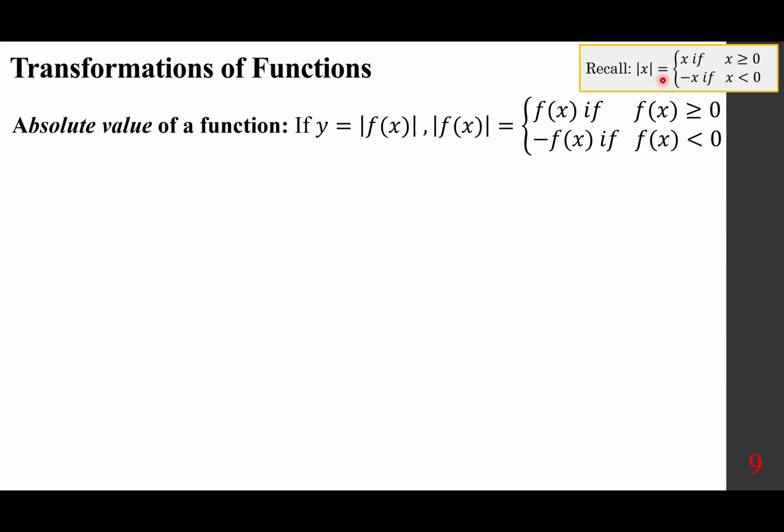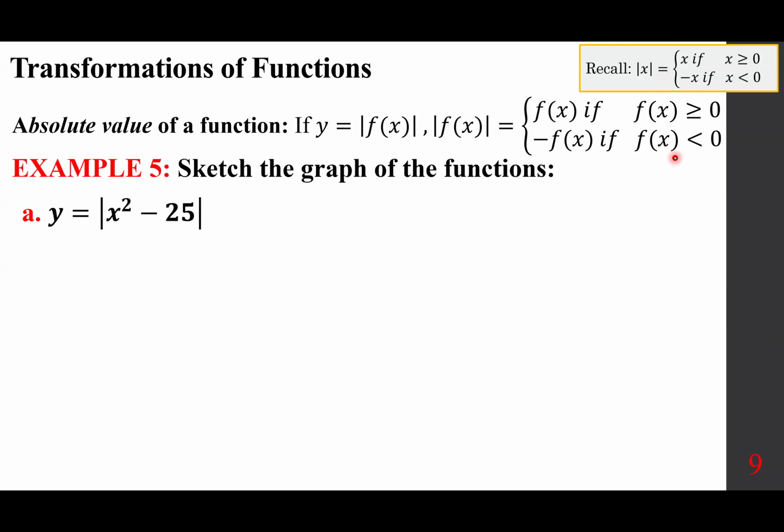So with that being the case, absolute value of a function y equals absolute value of f of x, where absolute value of f of x is f of x if f of x is larger than or equal to 0, and it's minus f of x if f of x is less than 0. So with that being the case, how do we graph an absolute value function?